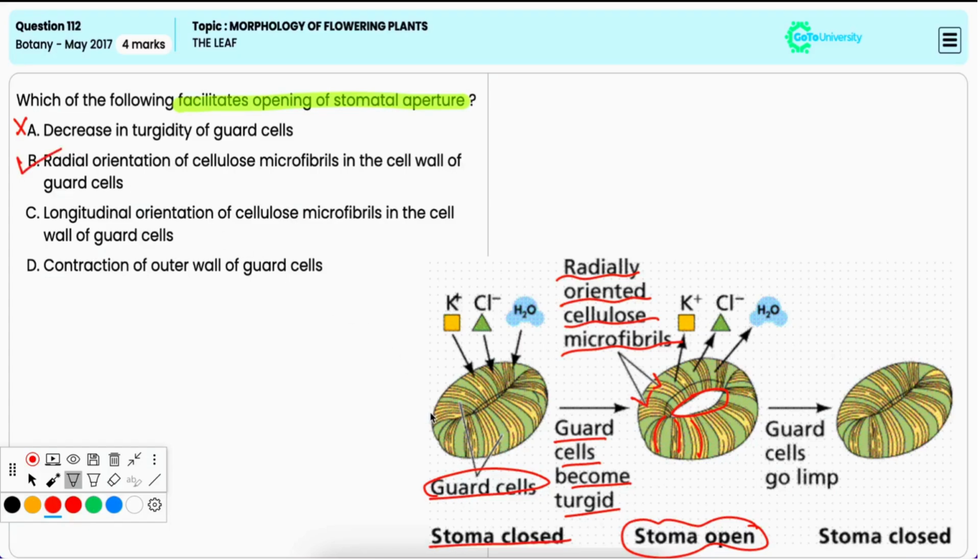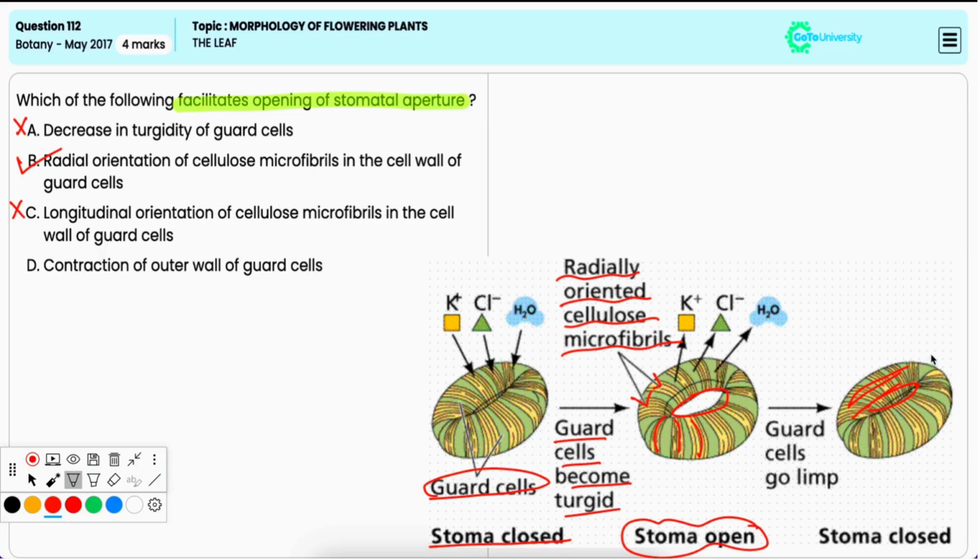Option C, longitudinal orientation of cellulose microfibrils in the cell wall of guard cells. It is incorrect because if the cellulose microfibrils were oriented longitudinally, the expansion of the guard cells would not result in the opening of the stomatal pore because this arrangement would restrict the outward expansion.